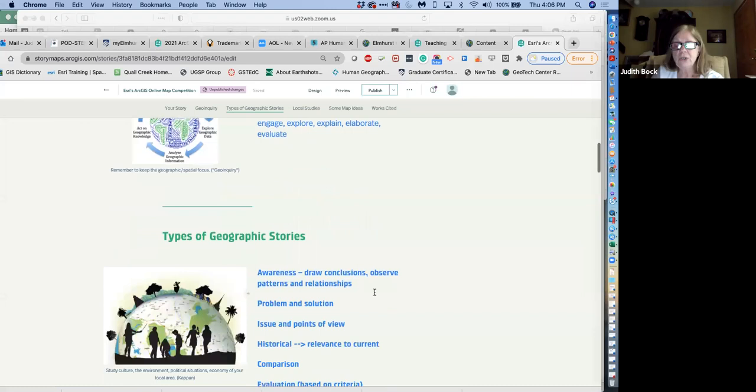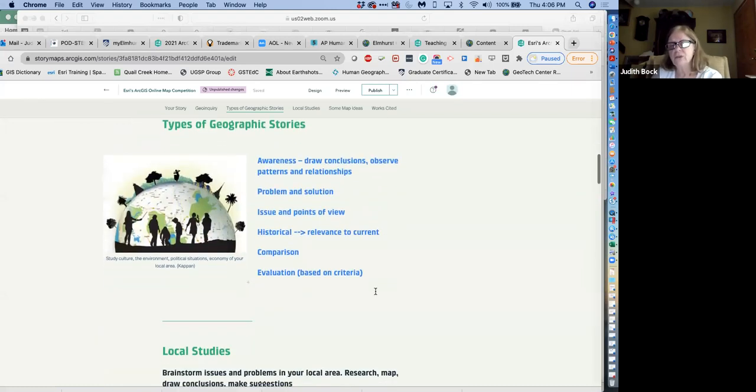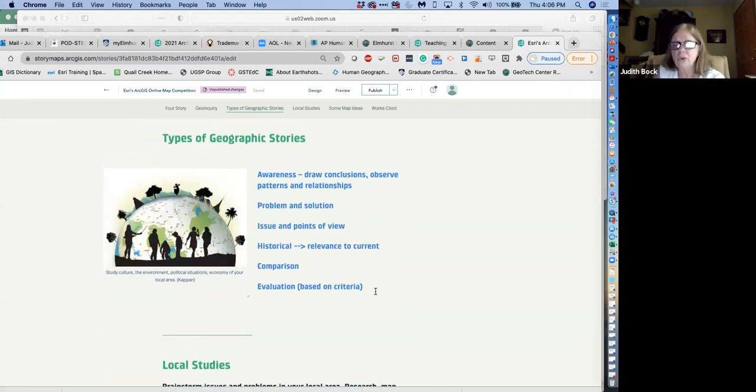Then we briefly mentioned that there are all kinds of stories that can be told. Maybe, especially if you're new to ArcGIS Online and story maps, you want students to do an awareness project. In the end, they might draw some conclusions about patterns and relationships that they see. Maybe there's a problem in your community or town that you would like to deal with. We're going to go into some of these in a little more detail in a minute.